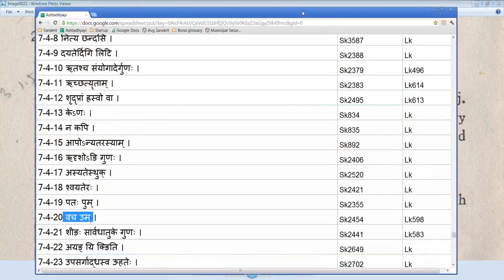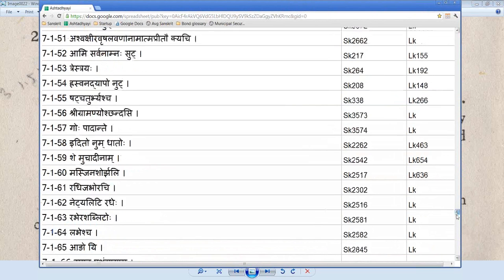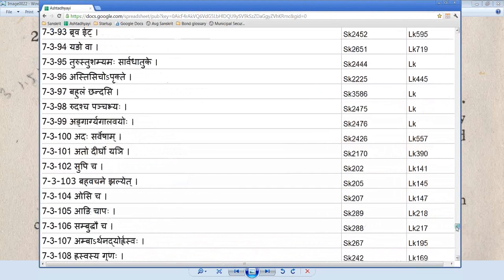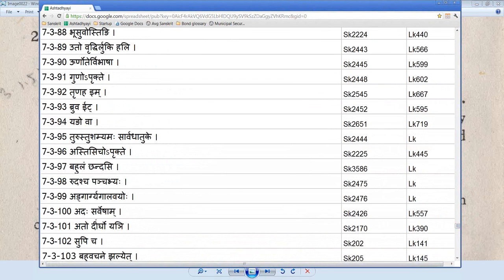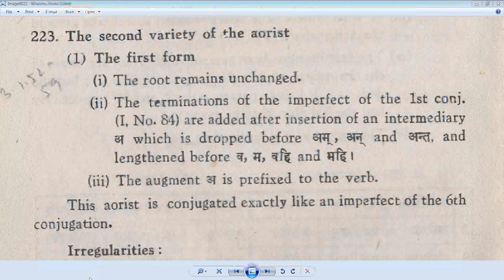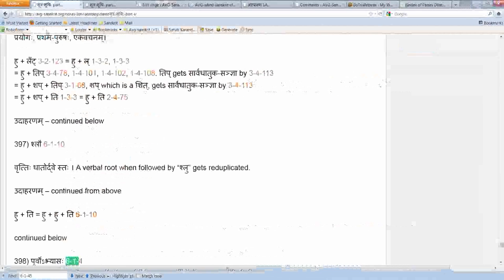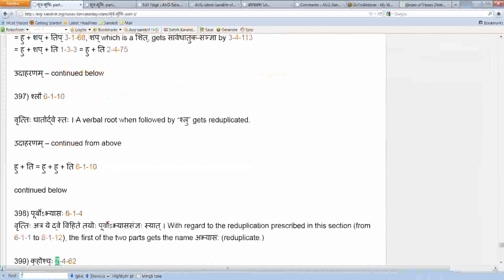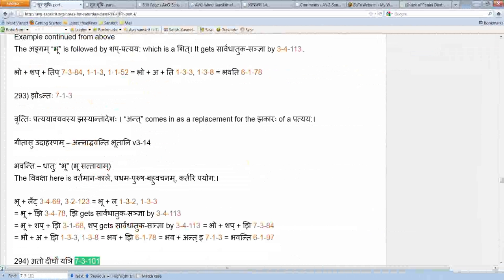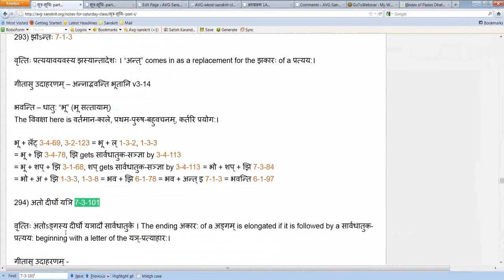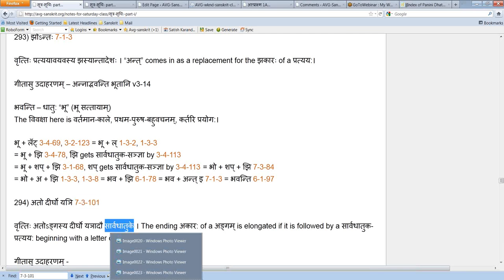These rules, ato gune and ato dirgho yanyi 7-3-101, we don't have to keep on repeating them. We have seen this many times: 7-3-101 ato dirgho yanyi. It says atongasya dirghasya yanyi ato sarvadhatuke. Remember, even though the sich or the ang or the chli get the sanjna of ardhadhatukam, the tip-tajjhi is still sarvadhatukam. So don't forget that. So ato dirgho yanyi will definitely apply over here.